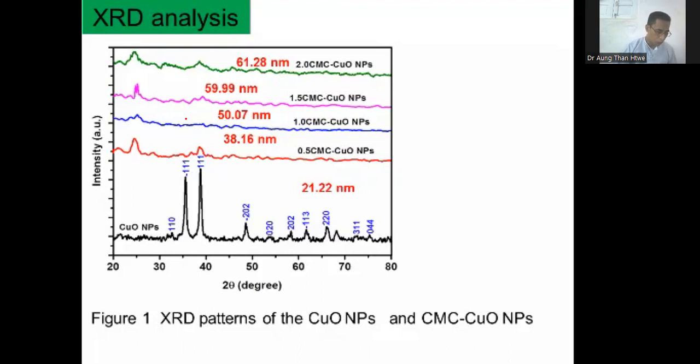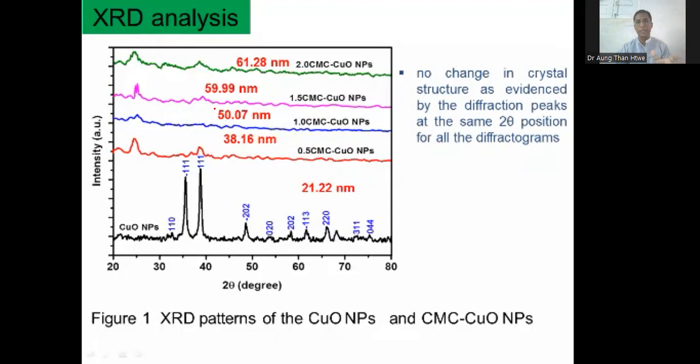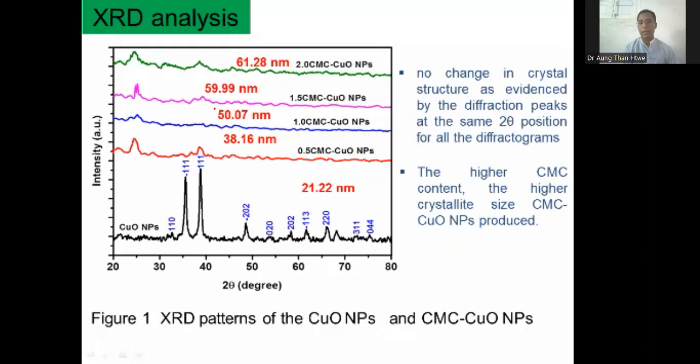matrix. So the crystalline size was the same figure. All the CMC-CuO nanoparticle grain sizes are higher than that of pure CuO nanoparticle grain. It can be seen that no change in crystalline structure is evident from the diffraction peaks at the same 2-theta position for all different grams. It can be concluded that the higher the CMC content, the larger the crystalline size of the CMC-CuO nanoparticle products.